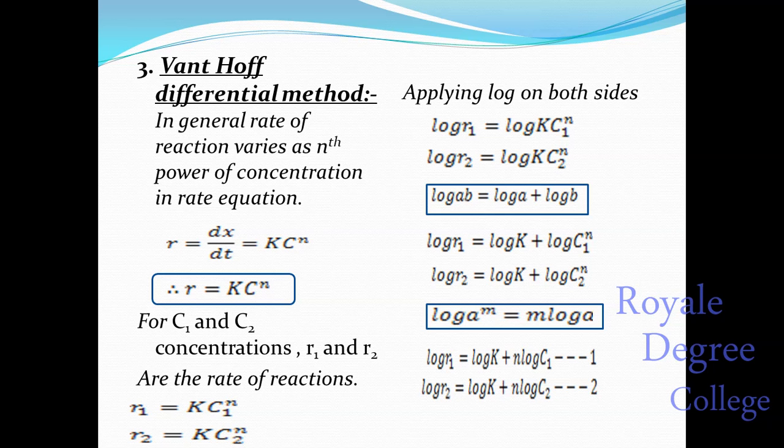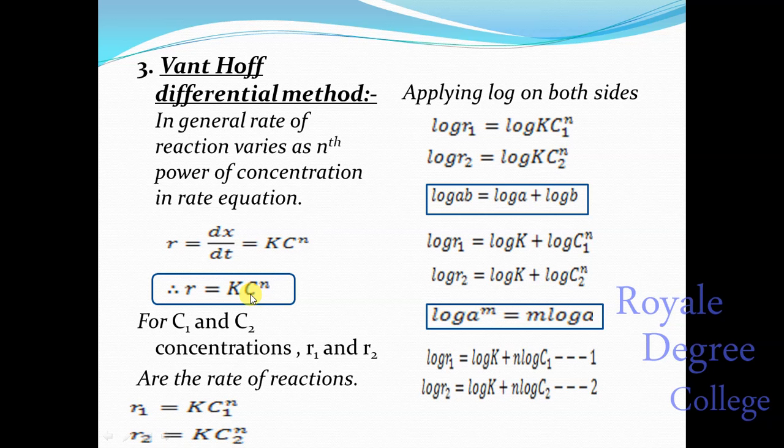In general, rate of reaction varies as nth power of concentration in rate equation. So we can write like this, rate of the reaction R is equal to dx by dt, that is change in concentration of X divided by change in time. It is equal to k c to the power n. So R is equal to k c to the power n.